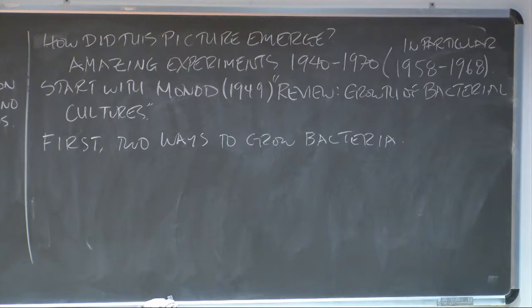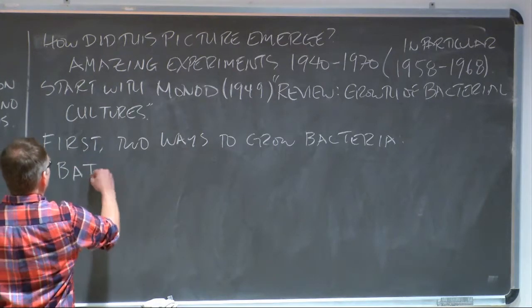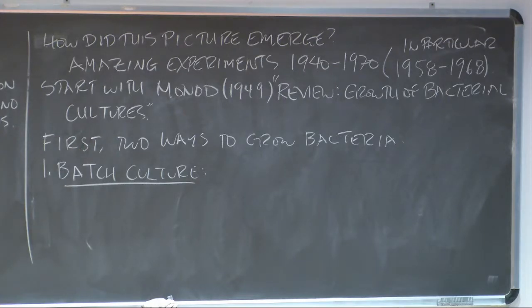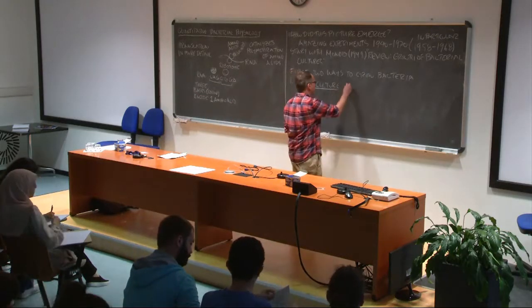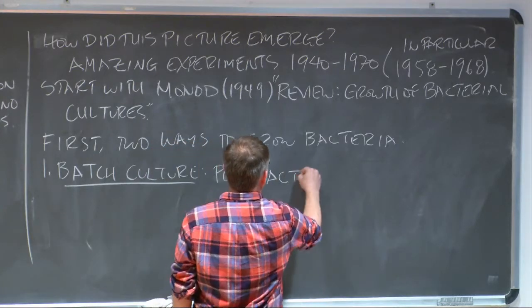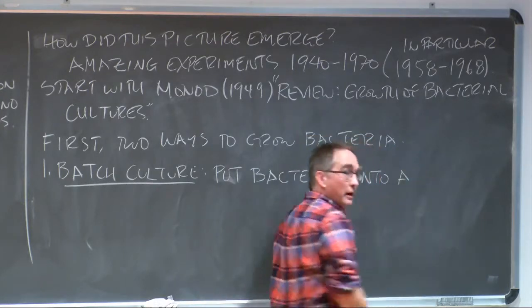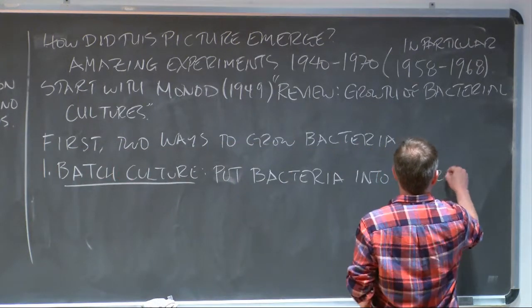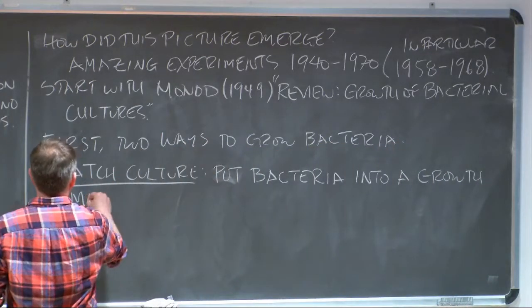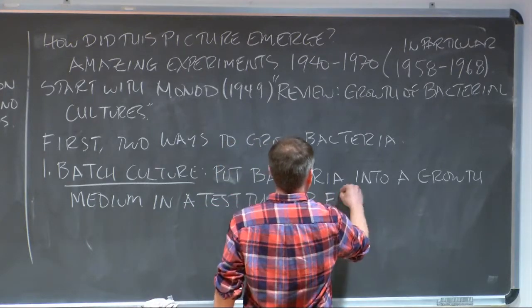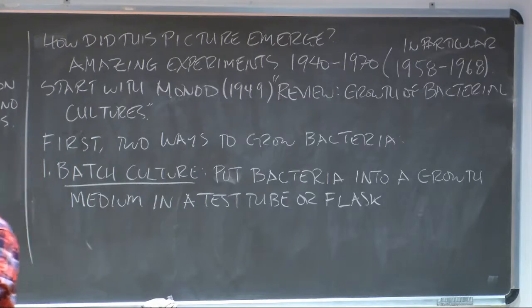There's really not anything else you can do. So one way is called batch culture, and that's what we'll focus on in this course. So the idea here is, I can't remember how to spell inoculate, but you put bacteria into a growth medium, so something that they like to eat. And we'll talk about that in more detail in a second. Into a growth medium, in a test tube or a flask. And then you keep it at a constant temperature.